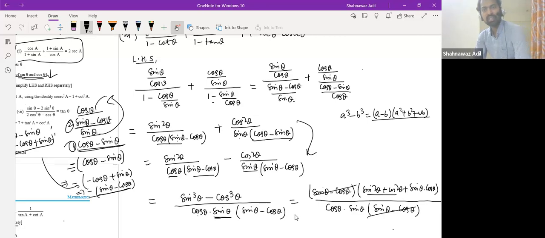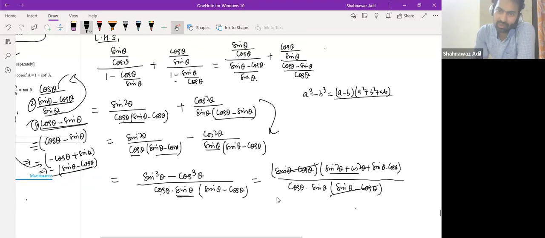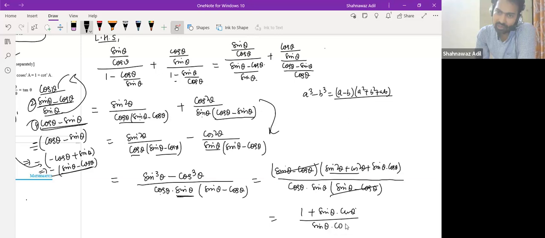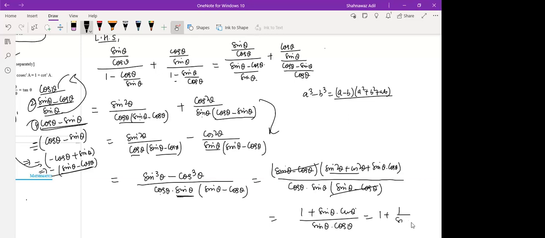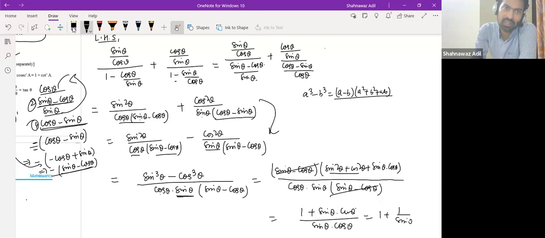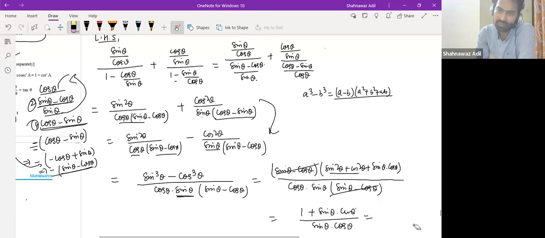So we'll discuss this question, right? We are just reaching the answer, but I don't want to rush this question. Because you know that this is 1 and then this is sine theta into cos theta divided by sine theta into cos theta. So when you guys split this, then you will get 1 plus 1 by, right? So we'll stop it here and then we'll discuss this question.